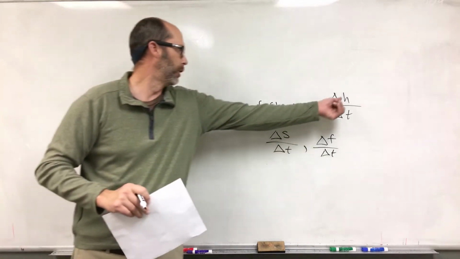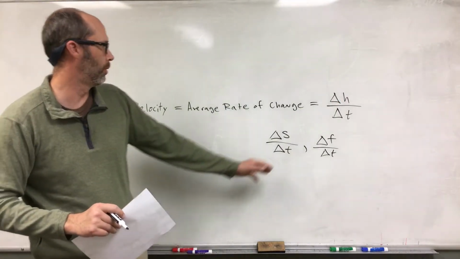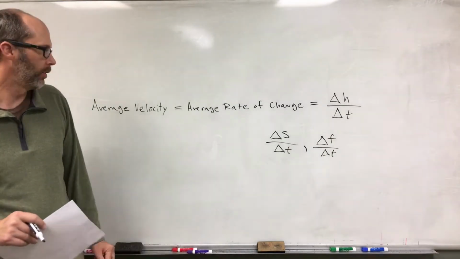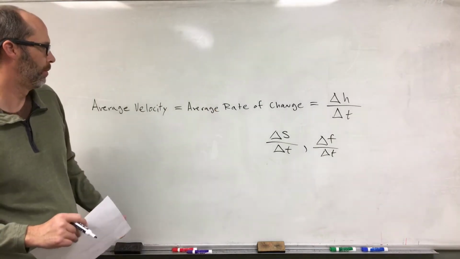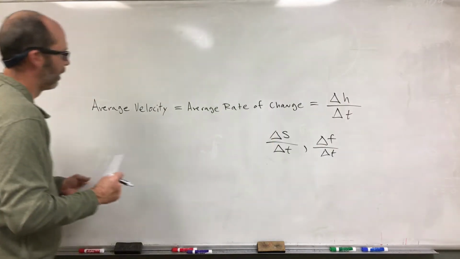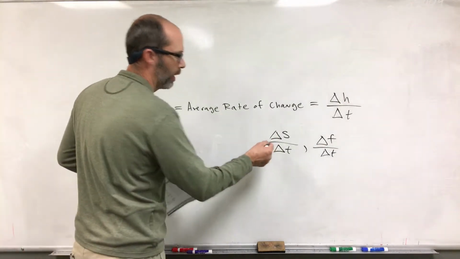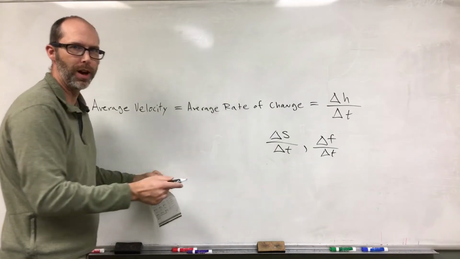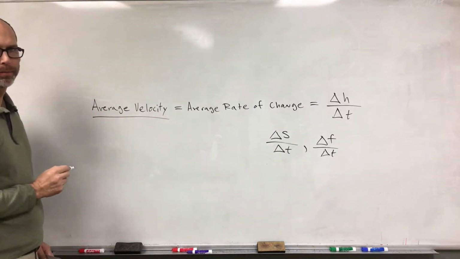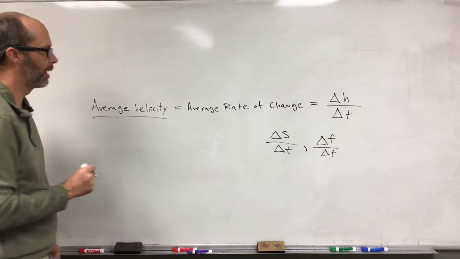So whenever you have a function, h of t, s of t, f of t, the average rate of change is any of these. When the function gives you the position of a moving object, then it's also the average velocity. You'll see that in problem 1.